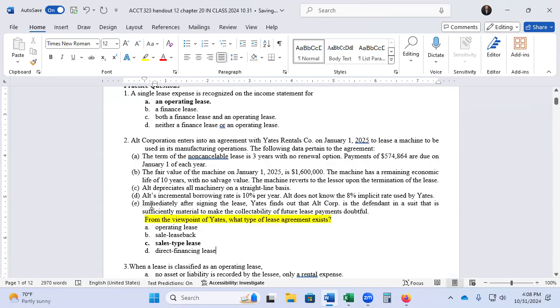Now it says immediately after signing the lease, Yates finds out that Alt Corp is a defendant in a suit that's sufficiently material to make the collectability of future lease payments doubtful. So the way that would work is that it affects the collectability of it. And so when they get payments, it's not related to a liability, or it creates a liability going forward.